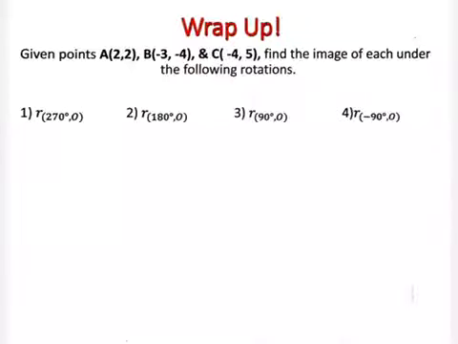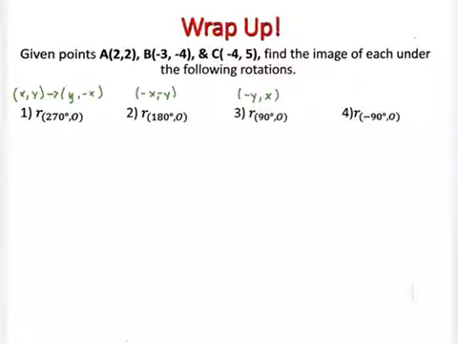So in the wrap-up, we're looking at using the shortcuts that we saw to help us determine the image points for triangle ABC that they gave us, under each different rotation. Remember, for 270, if your initial point was x, y, you're changing your points to y, negative x. If it's 180, they're just going to become negative x, negative y, or you're changing the signs on both. If it's 90, it's going to be negative y, x, or we change the location and make the y negative.